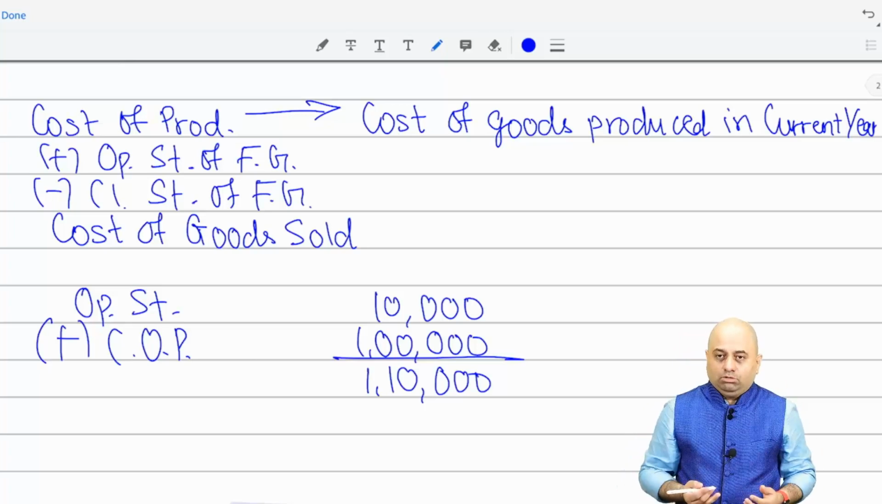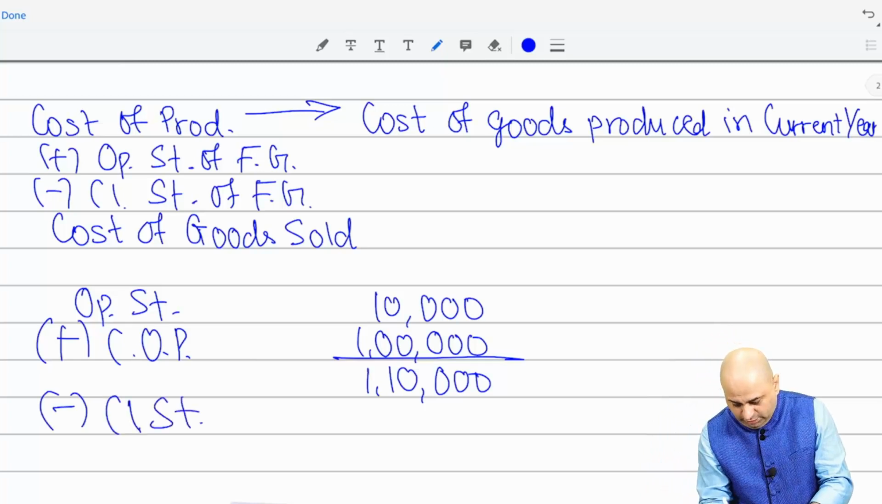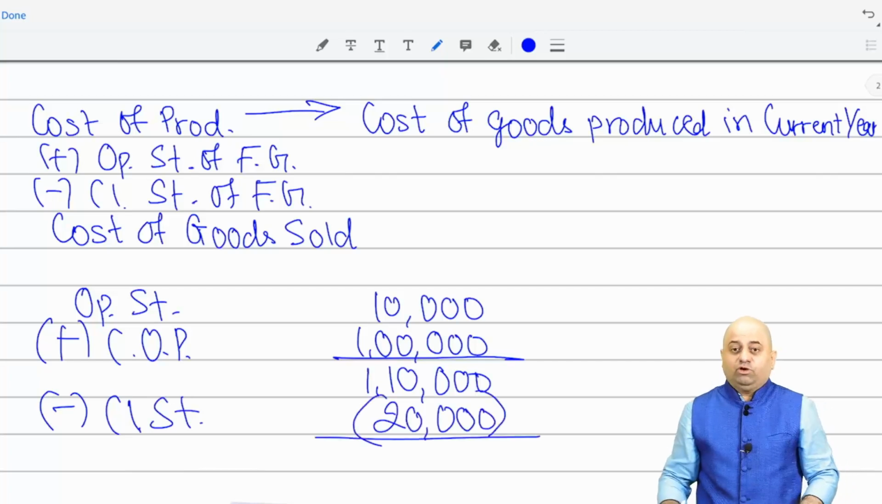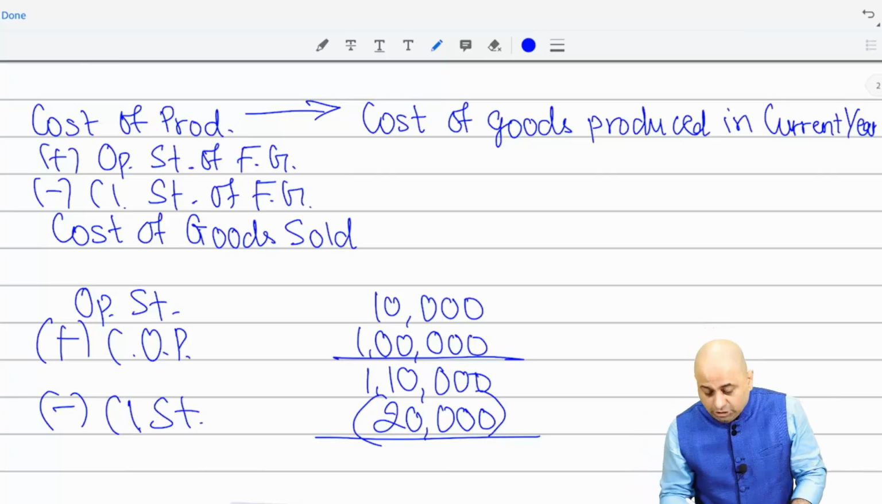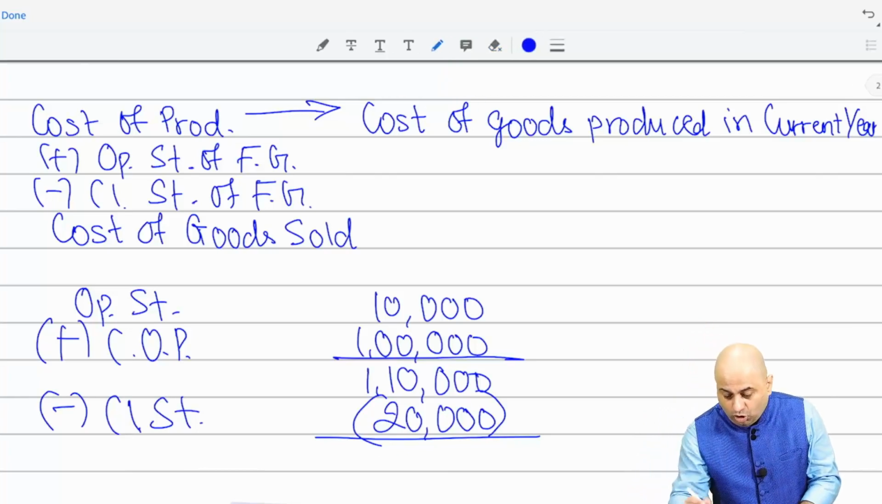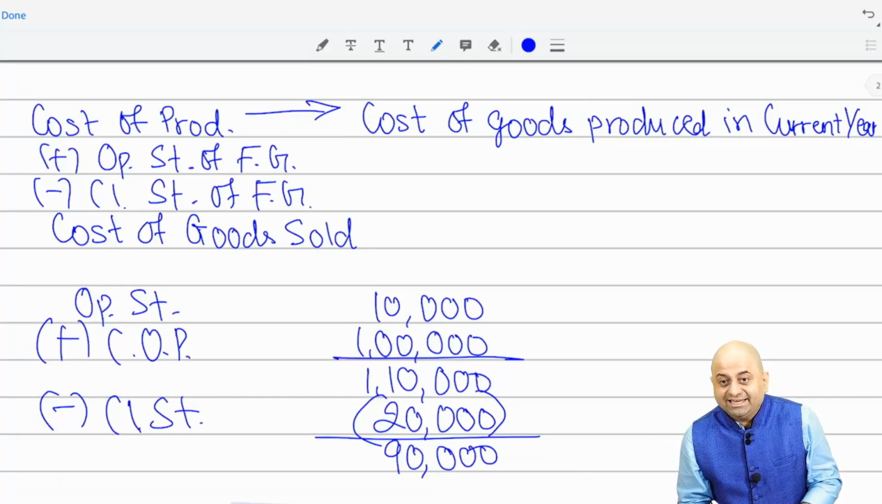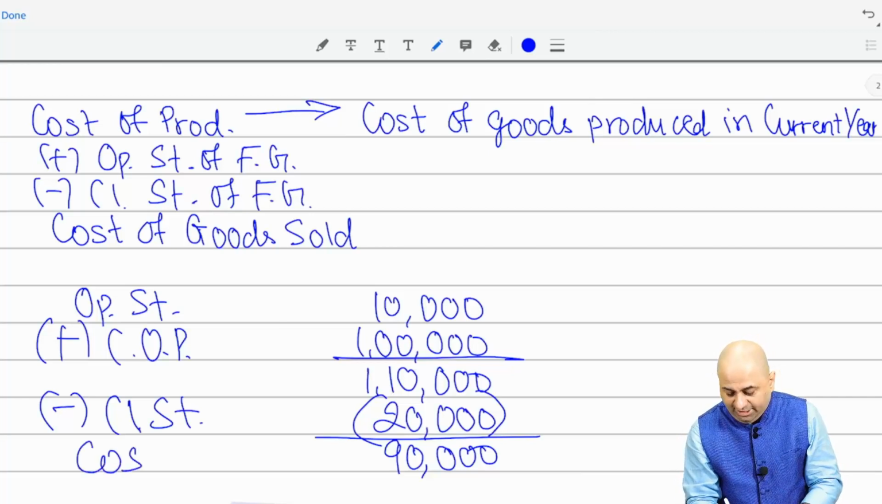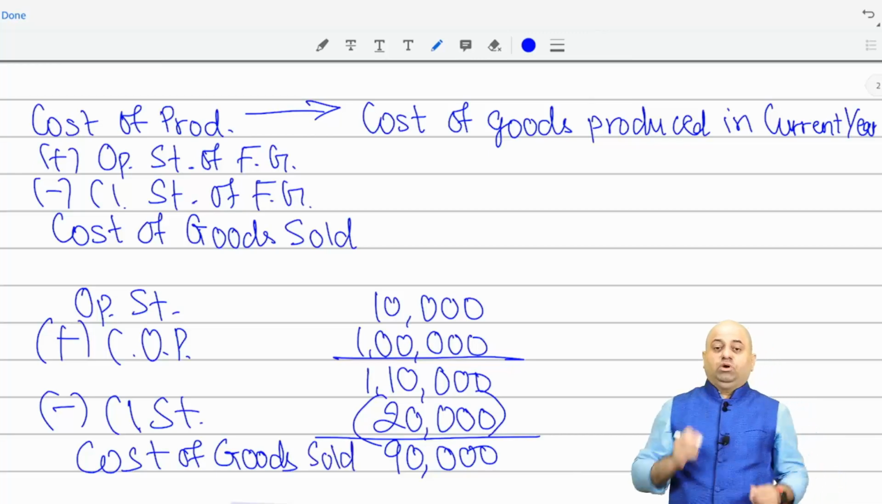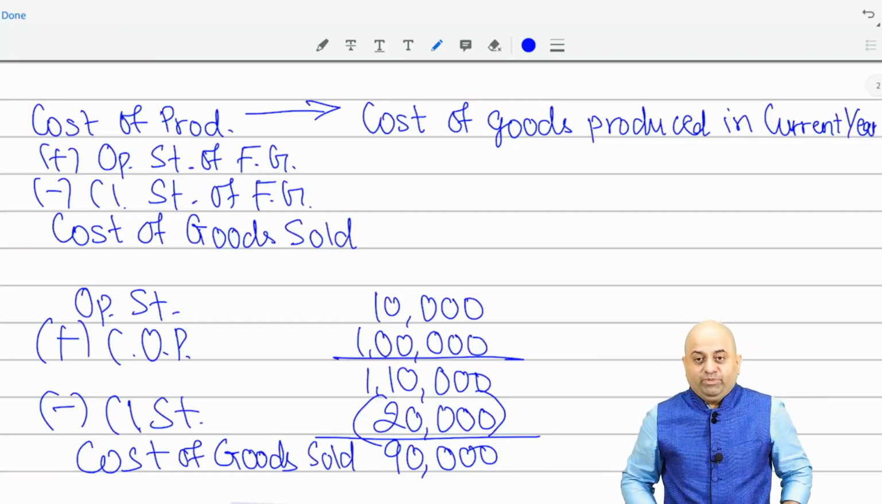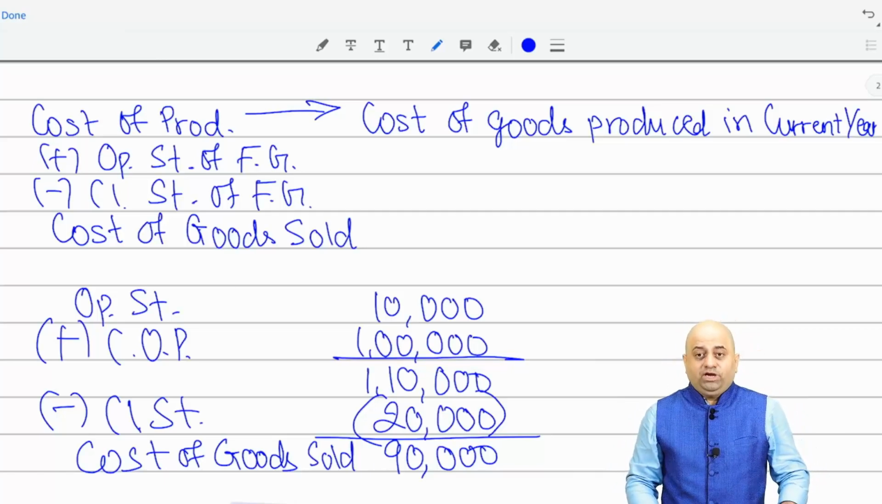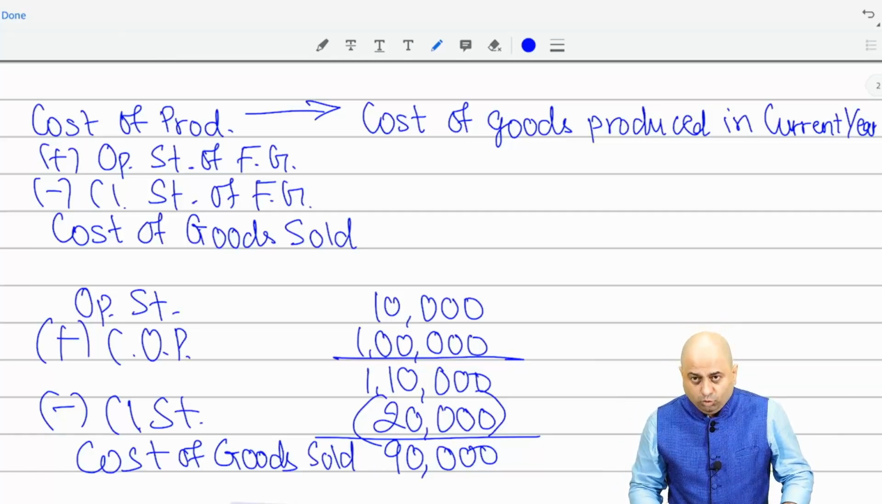Could not sell means what? Goods were ready, you could not sell. It's closing stock of finished goods. So let's say your closing stock is 20,000. Now naturally, you had goods worth 110. You could not sell 20, which means you could sell goods costing 90,000. You sold goods costing 90,000. In other words, we call it cost of goods sold. And that's how these words, cost of goods sold, come into existence, my dear friends. That's how we refer to it. So that is a point which I specifically wanted you to understand.